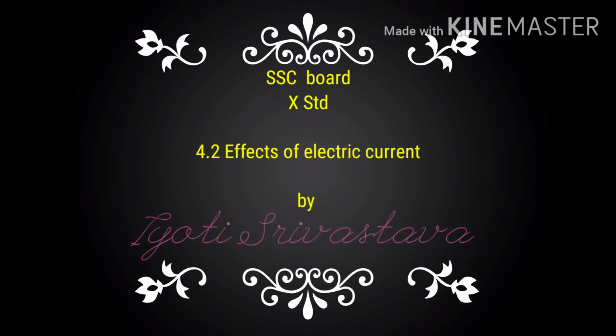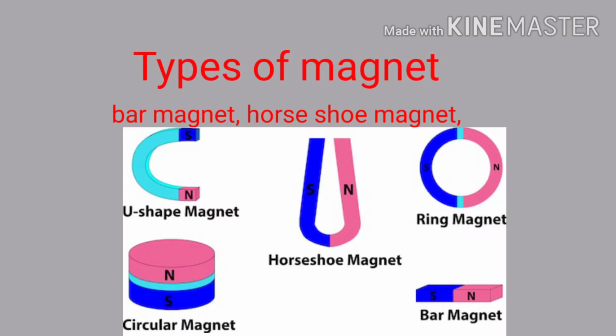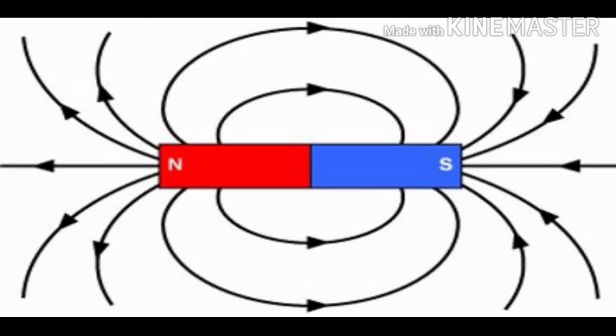You all have studied about magnets, different kinds of magnets: circular, horseshoe, bar magnet. You are also aware of the magnetic field lines. So, for a bar magnet, the magnetic field lines go like that. It has a north pole and a south pole.